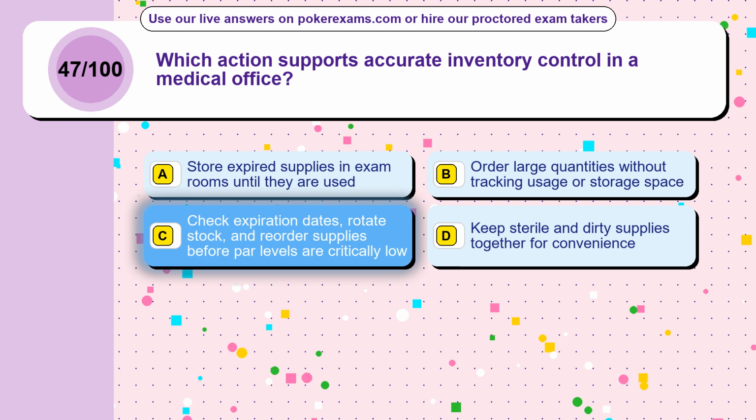The correct answer is option C. Check expiration dates, rotate stock, and reorder supplies before par levels are critically low.